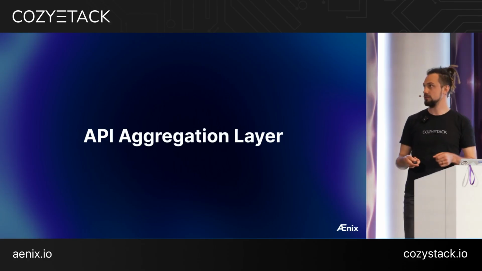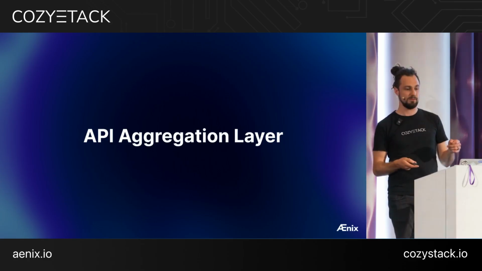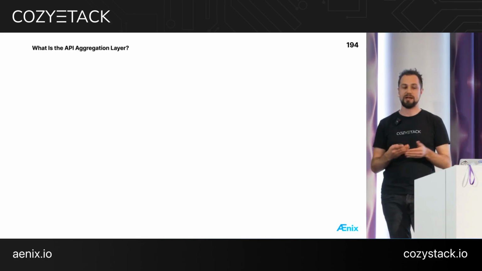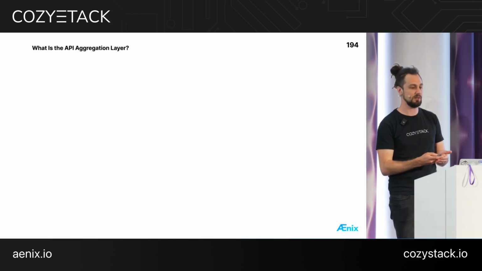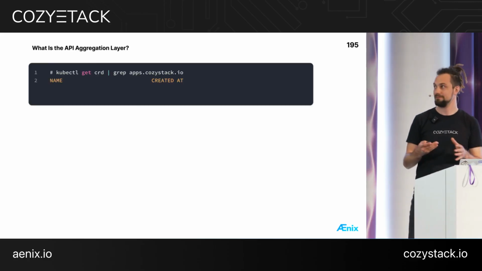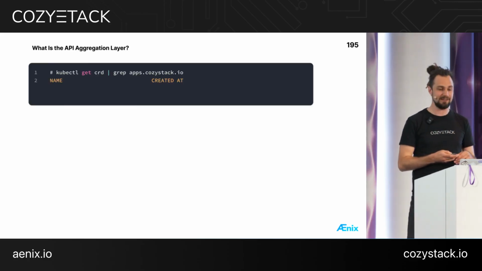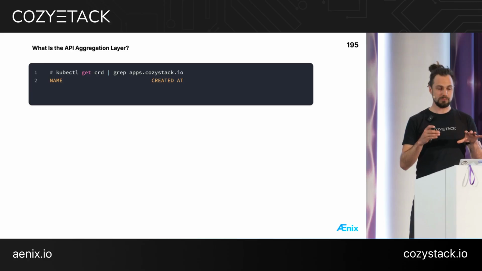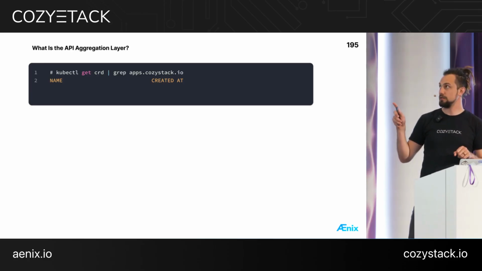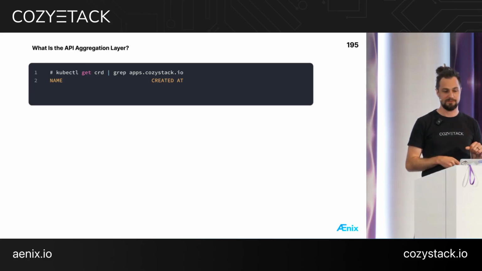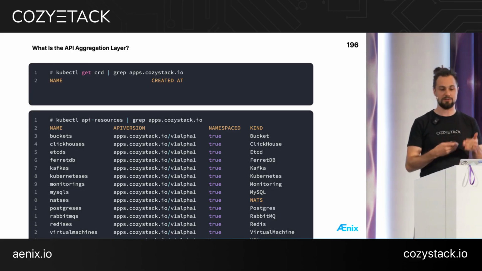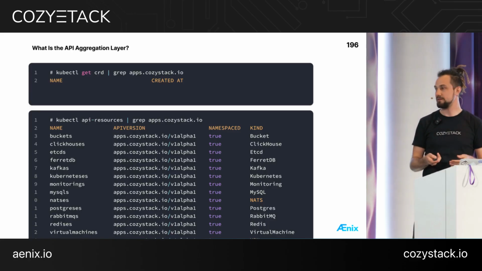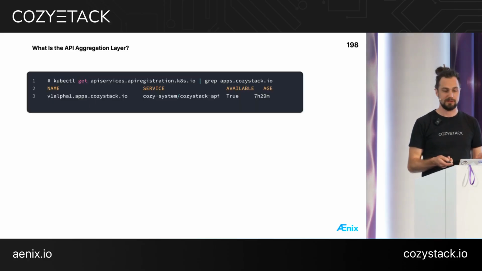This technology is called the API Aggregation Layer, and I want to show why it can be useful, and how it actually works. You can see that there are no CRDs registered yet, but there are a lot of API resources in our API. All of them are served by this API server running in Kubernetes.